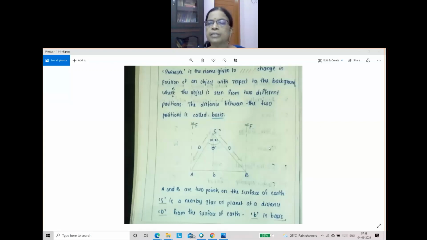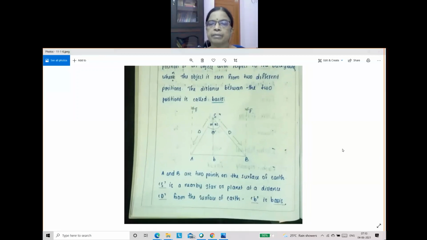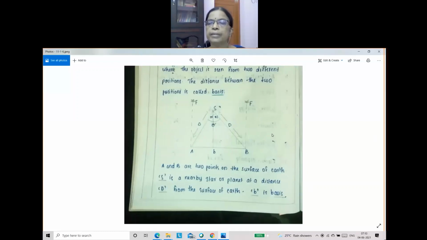So, what is the question related to that? What is parallax? What is meant by parallax? Explain. So, you can explain that. Then, the parallax method: how we can use it to find the distance of a star from Earth.